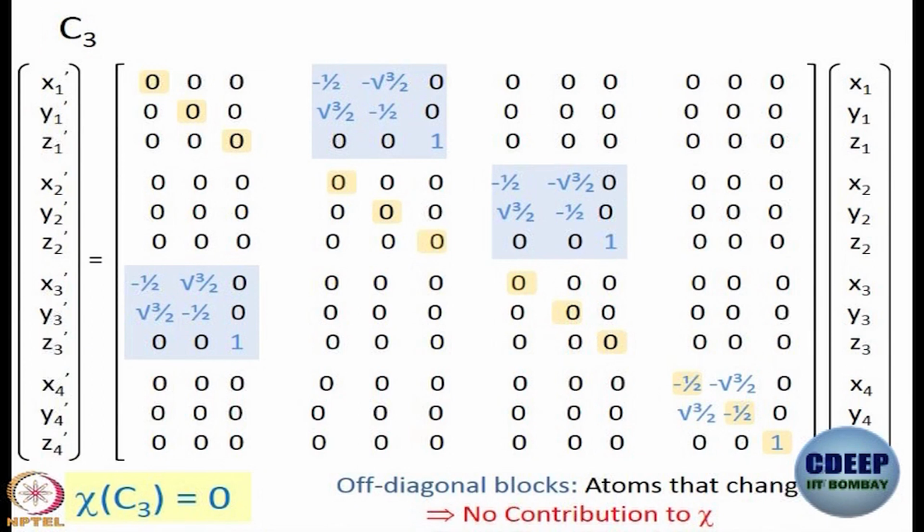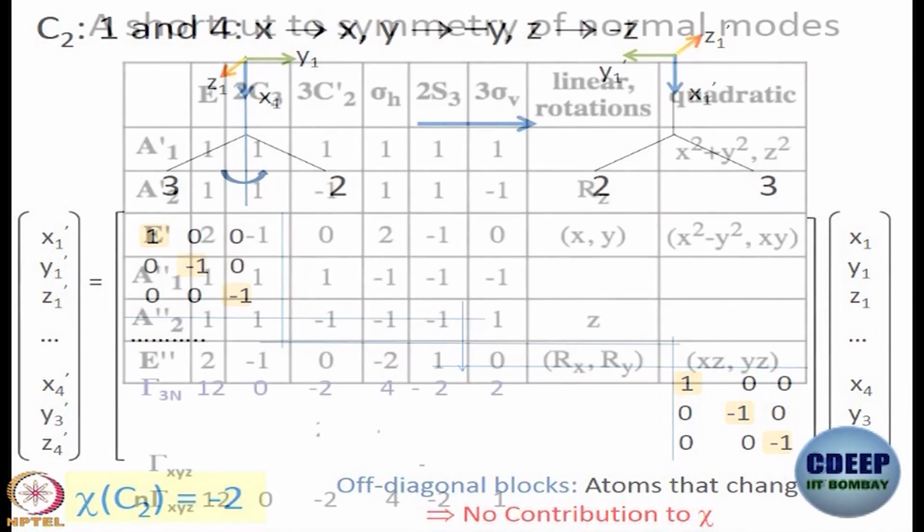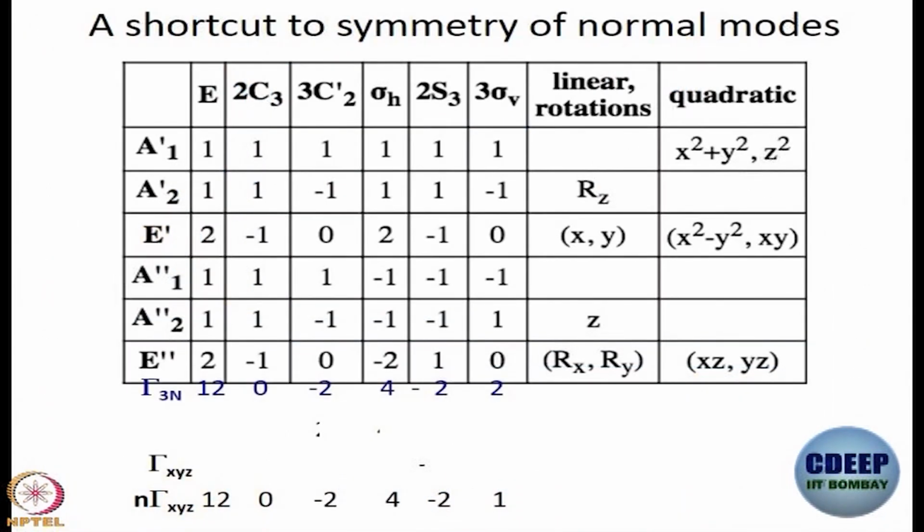How did we get C2? Once again, same blocks, only the diagonal blocks matter. 2 atoms don't move from their position. So, character multiplied by that number of atoms. Okay. So, that is basically what we have to do for everything. n we have worked out already. Now, to do it, we need to know how x, y, z transform upon operation of each of these operations that are there.